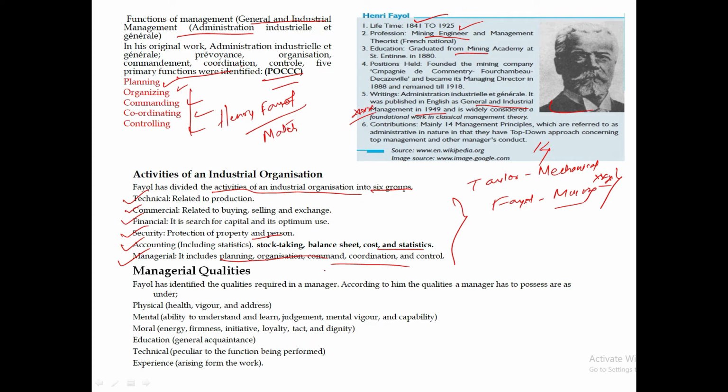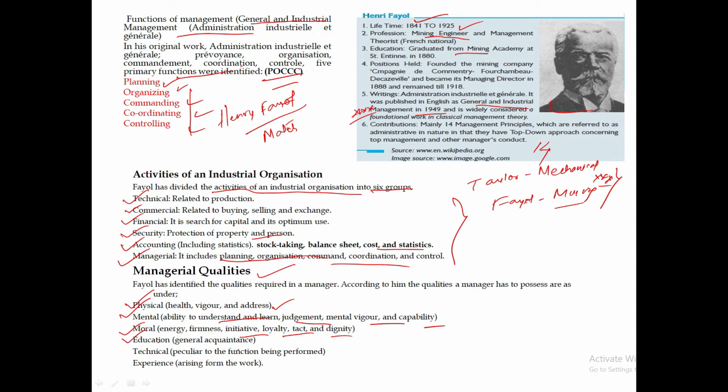With respect to activities, Fayol has also identified qualities. In order to perform the activity, there should be some qualities. So what are the qualities? Physically, you have to be strong, healthy, and full of vigor. If he is a manager, he should be approachable and understanding. Mentally, he should have the ability to understand, learn, and judge, and be capable of doing work. Morally, he should have initiative, be loyal, and maintain dignity.